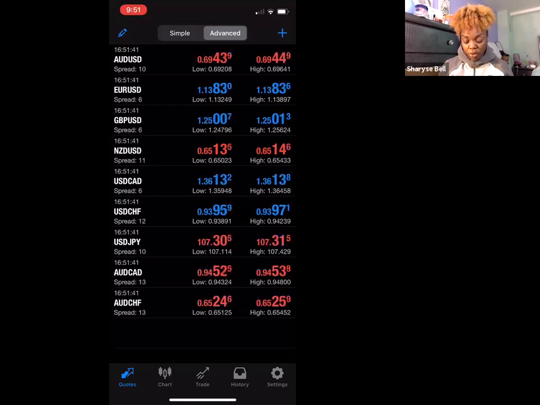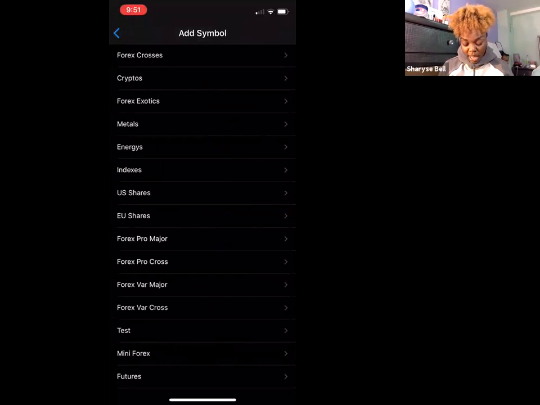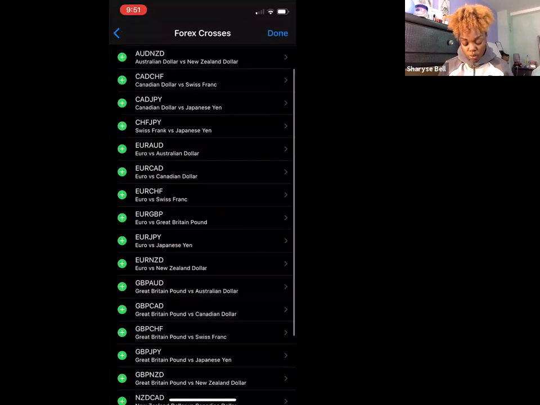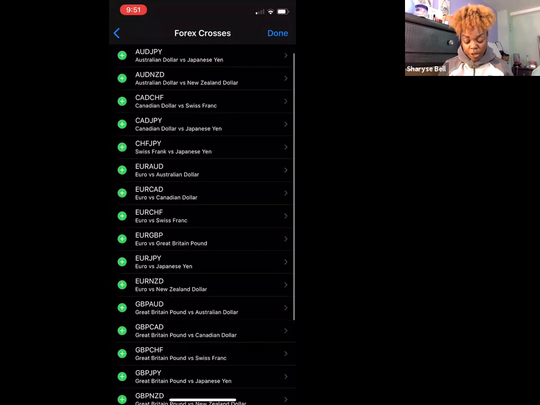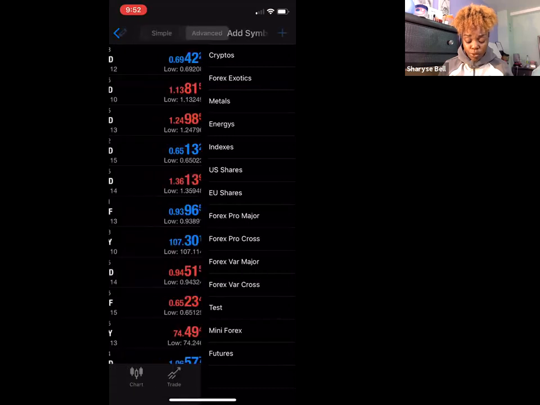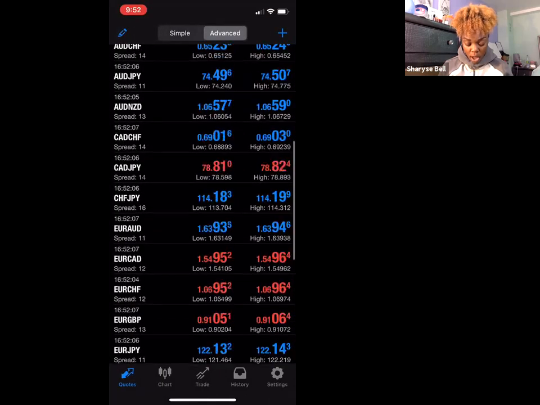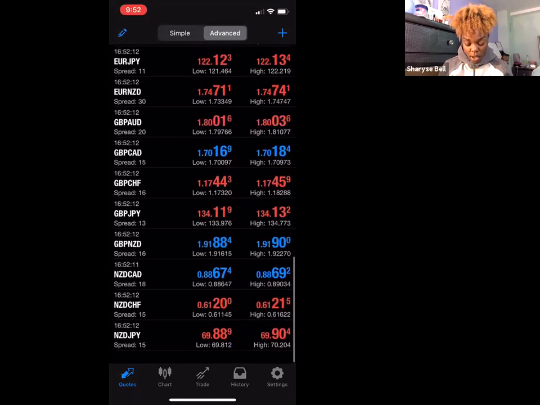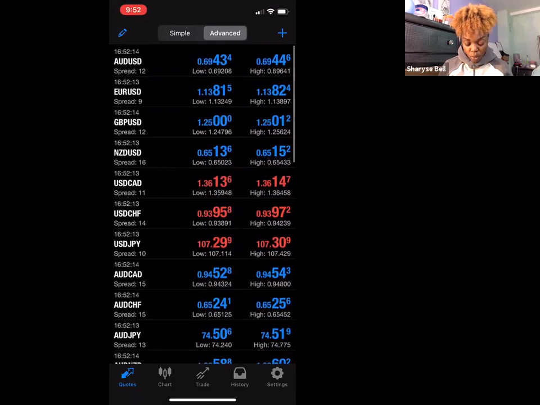So top right-hand corner now, we have a blue plus sign, and this is where we're going to be able to add more pairs. What you can do now is go to Forex crosses. These are literally all the regular Forex pairs that we trade. All you're going to do is just tap the green button so they all disappear. And as you go back to your home page, voila. Now we have all of our pairs sitting on our home page underneath the original pairs that were already there.